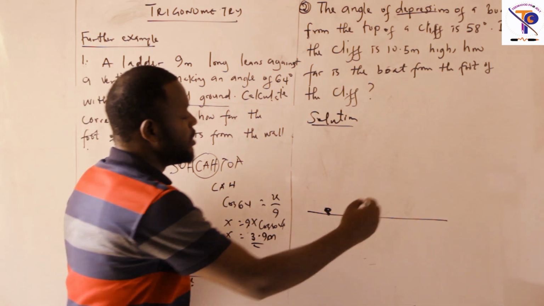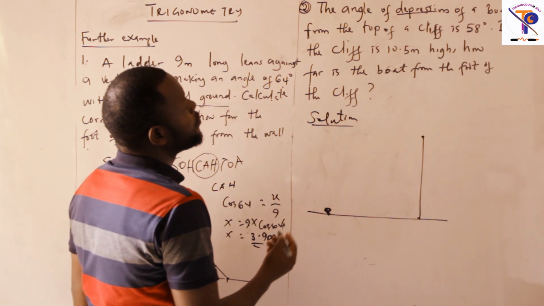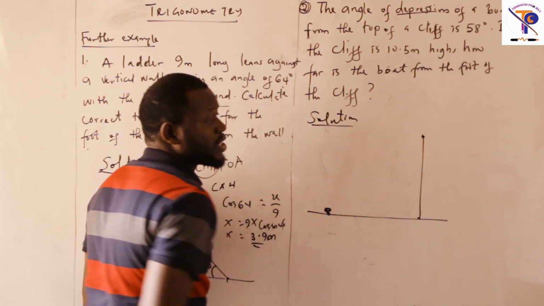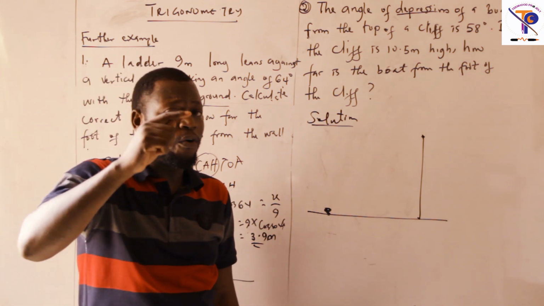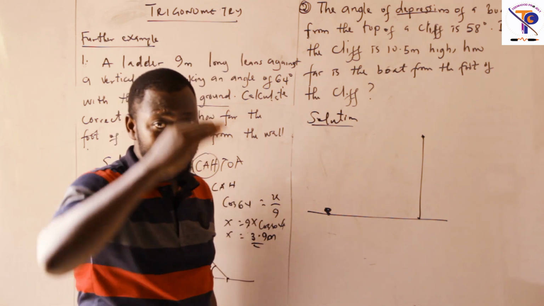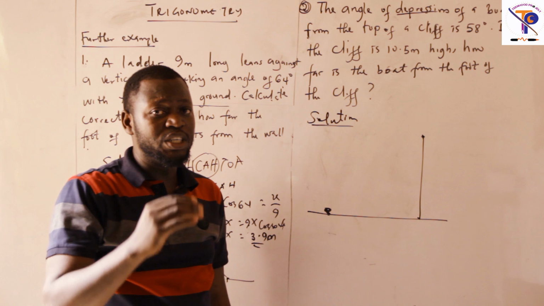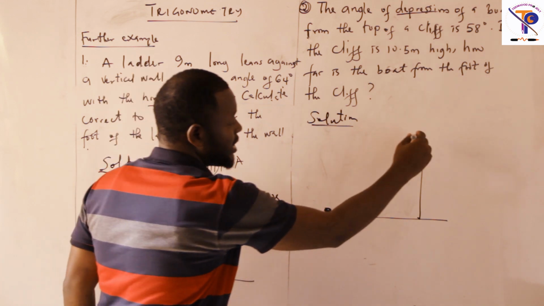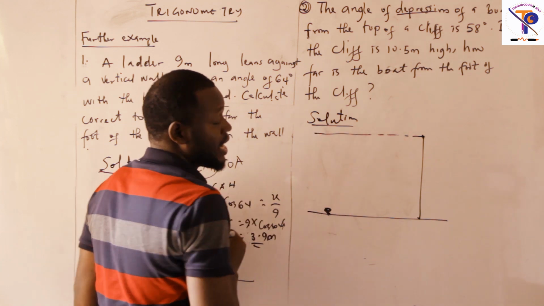So we have a cliff here. They say the angle of depression of the boat from the top of the cliff. So the angle of depression, most times you will relate to the height of the character along with the place it is looking at. That is the hint there. Anytime you have an angle of elevation or angle of depression, it is about the height of that person or that object. So this is the top, from the top. So this has a height. That's what I'm trying to say.